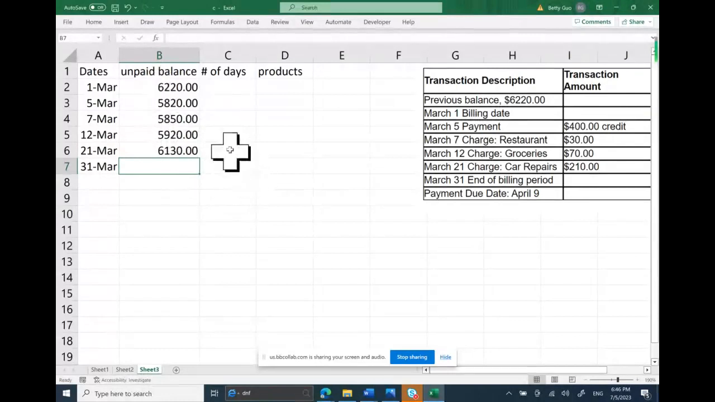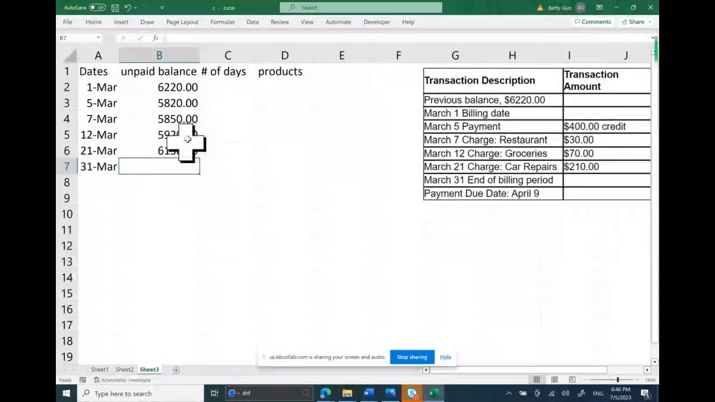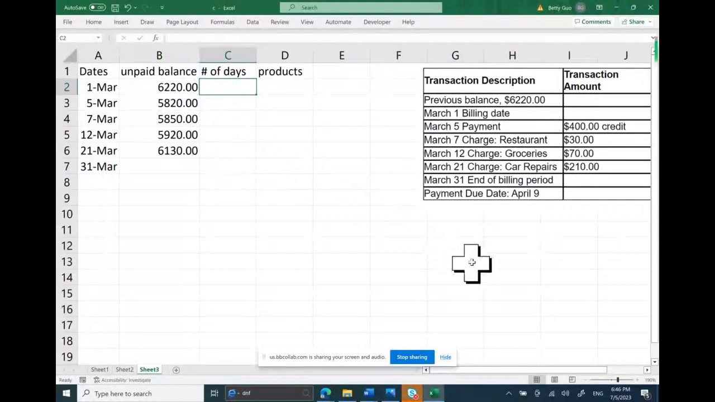Yeah. So that's the second column. You should have that column now ready on your scratch paper. Now let's look at how we find the third column. We're gonna count the number of days each balance stays on your credit card. This balance, $6,220, stays on your credit card for how many days? 4 days. Do you agree? So March 1st, 2nd, 3rd, 4th. So that balance doesn't change over the 4 days, right? So that is 4.